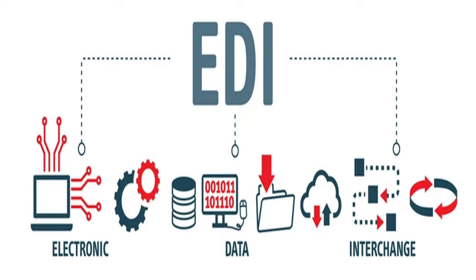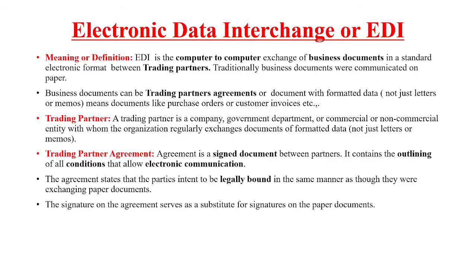In this video, we are going to know about EDI, where E stands for electronic, D stands for data, and I stands for interchange. Now, let me first explain what is electronic data interchange. Interchange means exchanging of data from computer to computer.